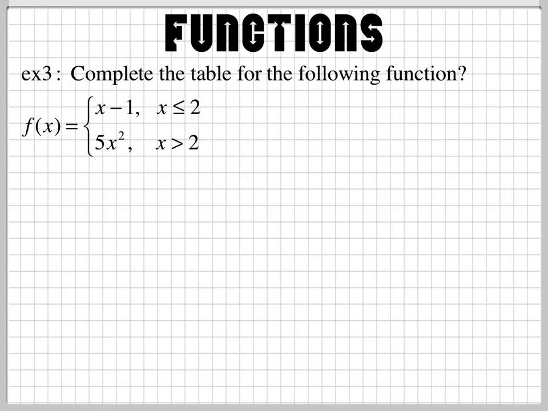I remember the first time I saw a piecewise function, I was like, what? Honestly, it's just learning how to read it. What this function says is if the x value is less than or equal to 2, you do this to it. If the x value is greater than 2, then you do this to it. So it's kind of like there's two functions in one. But depending on the x value, that decides which function you use, or which rule you use. You're either going to use the x minus 1 rule or the 5x squared rule.